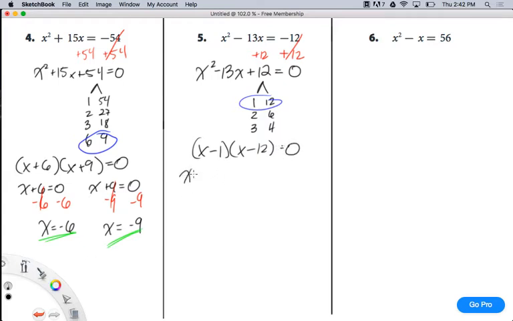Set them both equal to 0. x minus 1 equals 0, x minus 12 equals 0. And then I solve. x equals 1, and add 12, x equals 12.